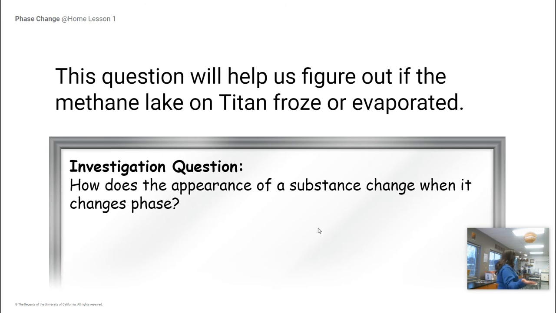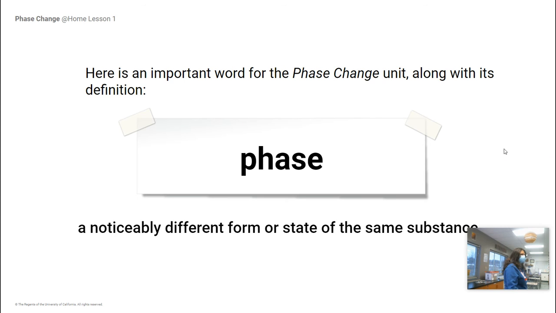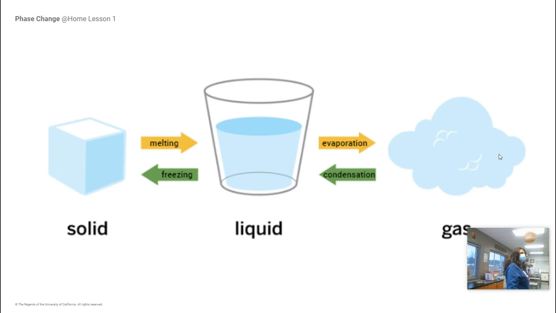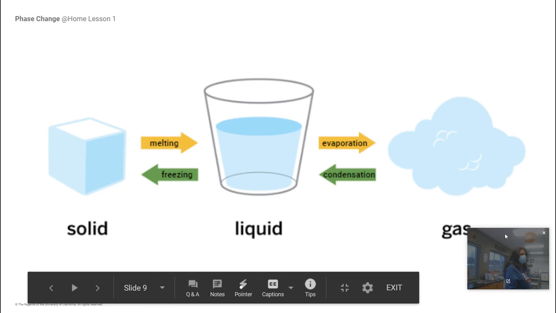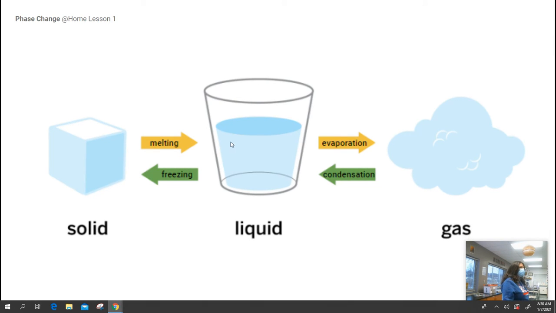So if the appearance of that lake changed, it was really dark and now it's light colored, if we want to figure out whether it froze or evaporated, what do those phase changes look like? What does the appearance of the substance look like? So the first vocab word was phase, which is a noticeably different form or state of the same substance. These are our four phase changes. We have melting, freezing, evaporation, and condensation.